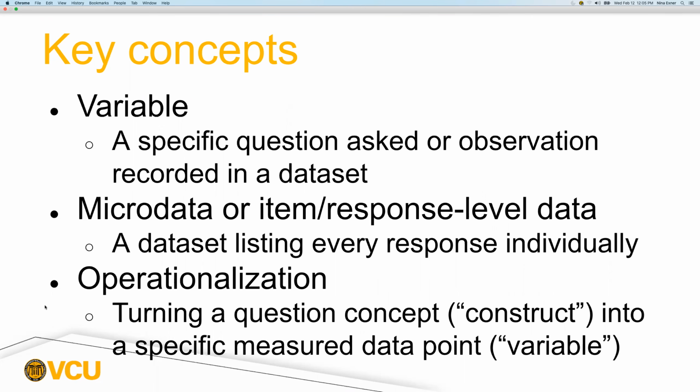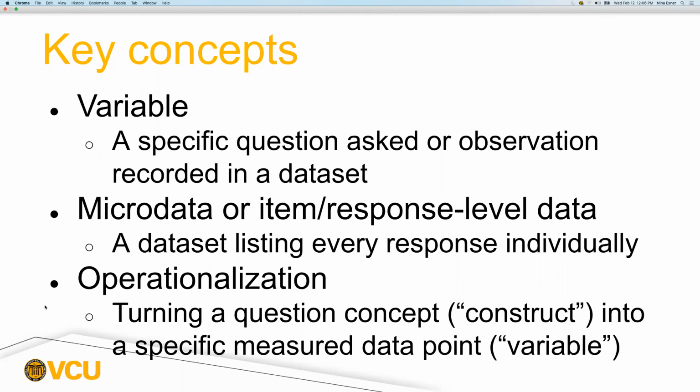Why do we care about variables and responses? Because that then leads to operationalization. Say that 10 times fast. Operationalization, which is the process of turning a concept that you want to measure for your research question into a specific way of representing that when we measure it in a given data point.